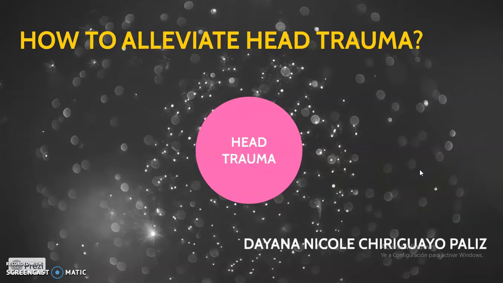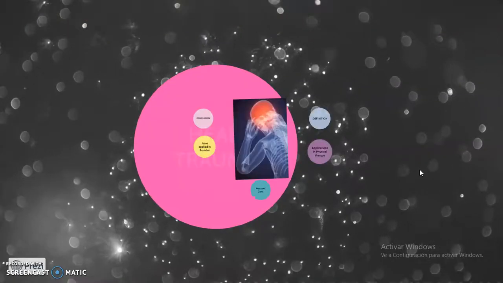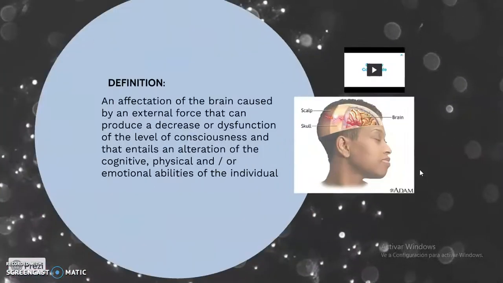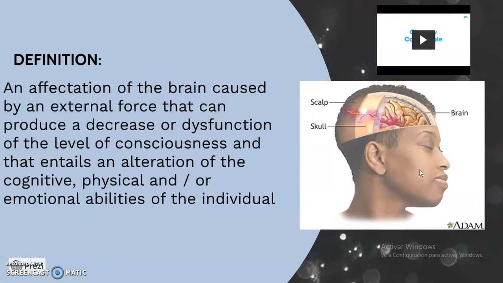The topic to be discussed is how to alleviate head trauma. Definition: an affectation of the brain caused by an external force that can produce a diminution or dysfunction of the level of consciousness and that entails an alteration of the cognitive, physical, and/or emotional abilities of the individual.